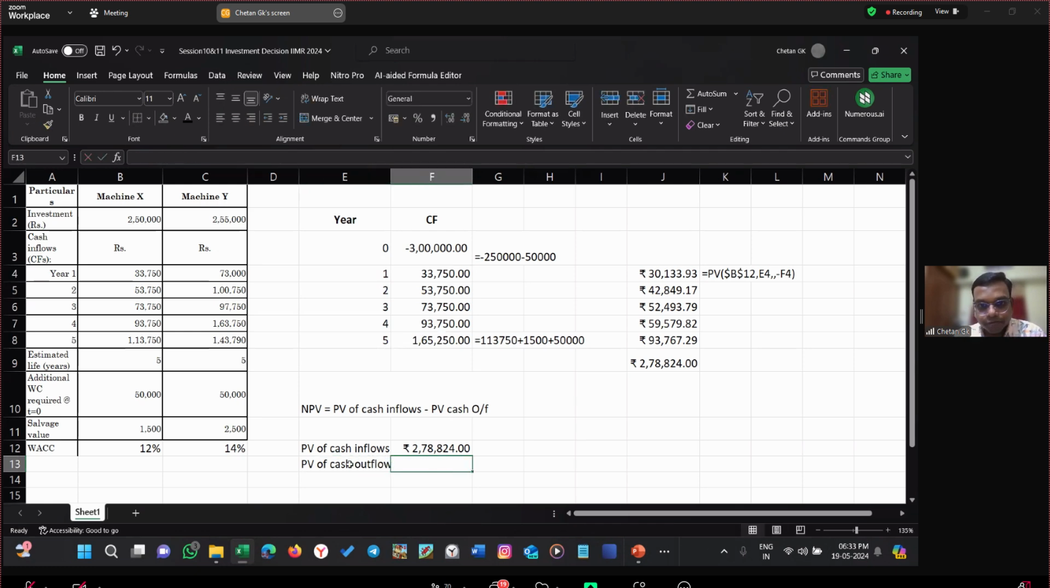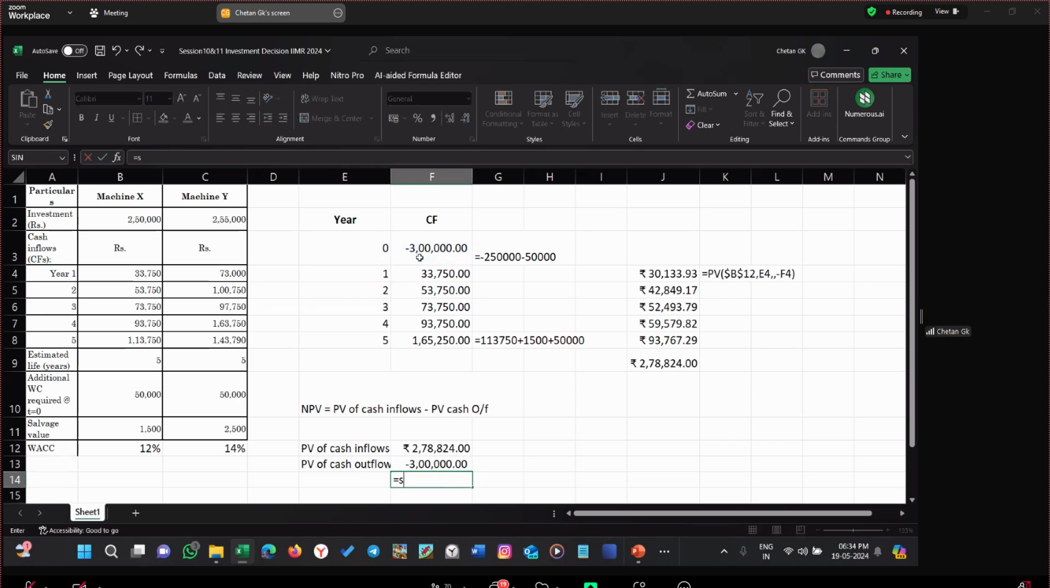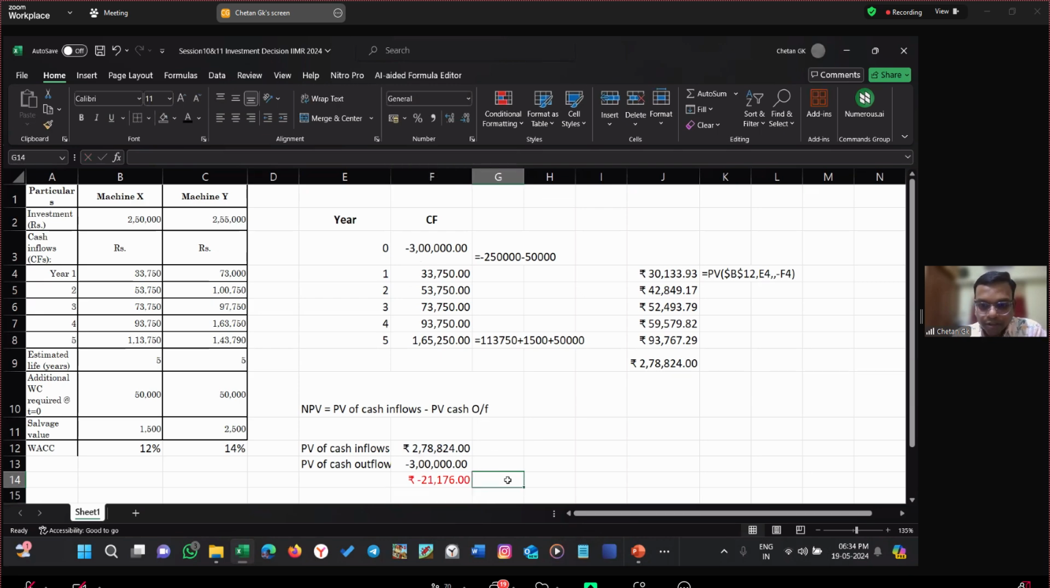So how much is the present value of the cash outflow? Anybody? This is equal to this, right? Same. So make a summation of these two. Are you getting the same answer as mine?